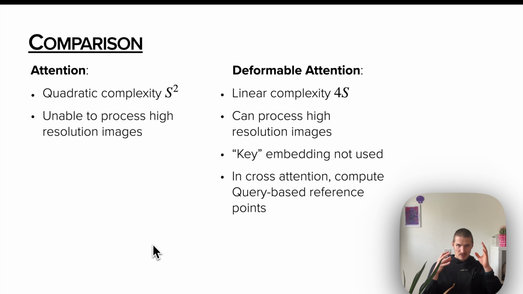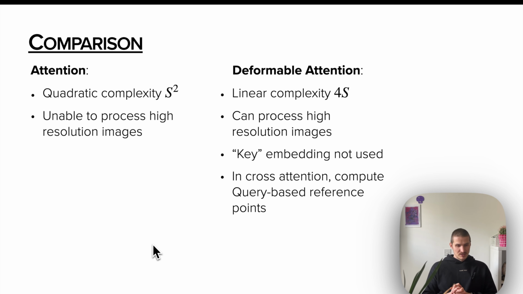In deformable attention, you now have linear complexity. So with 4 reference points, you'd always have complexity of 4s. Because of that, you can process higher resolution feature maps, which helps recognizing small objects.